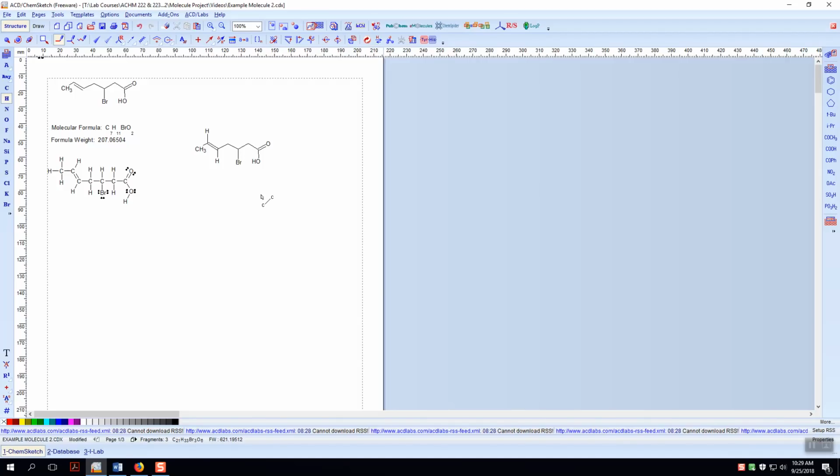So what I want to do first, and you don't really have to do it first, but I'm going to do it first, is I want to draw this again, but I want to make this the opposite enantiomer. So that's basically what I'm going to do. But before we do that, let's think about it. We're going to have 4 stereoisomers. We're going to have one where this is E and this is R. We're going to have one where this is E and this is S. We're going to have one where this is Z and this is R. And one where this is Z and this is S.